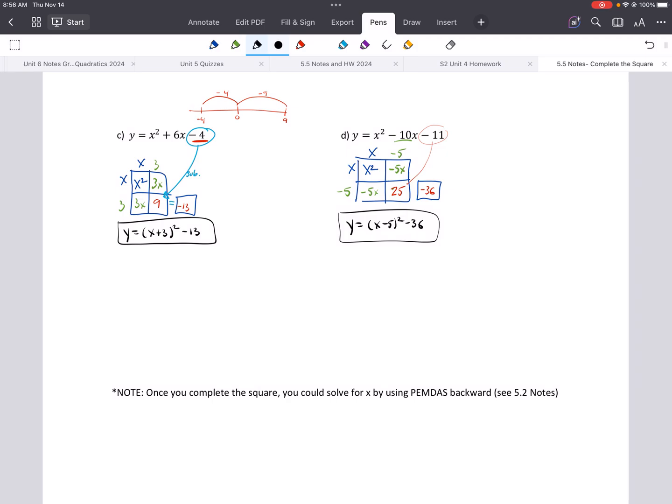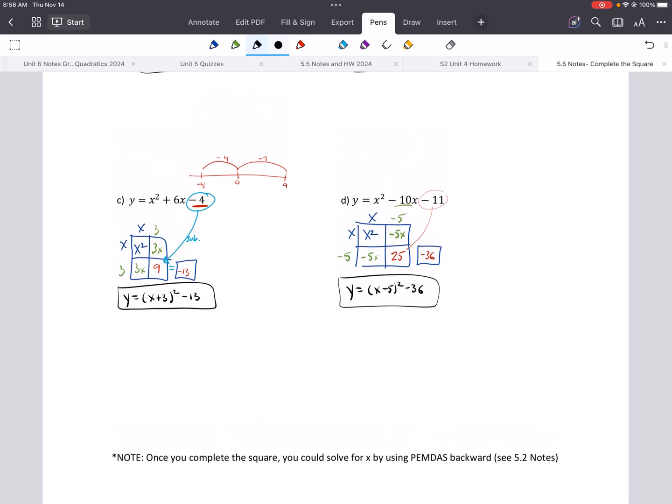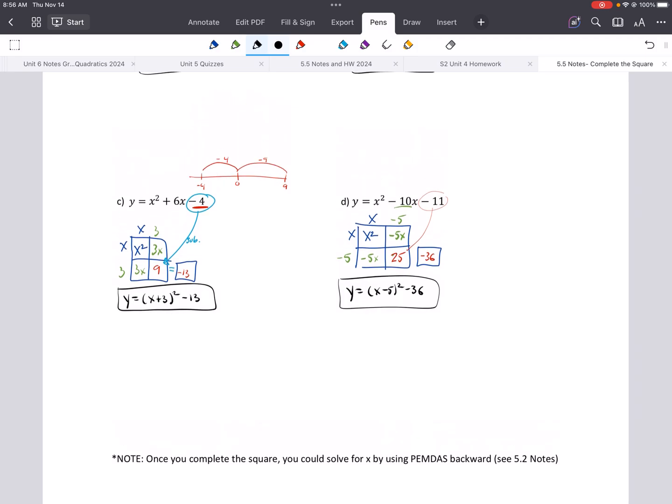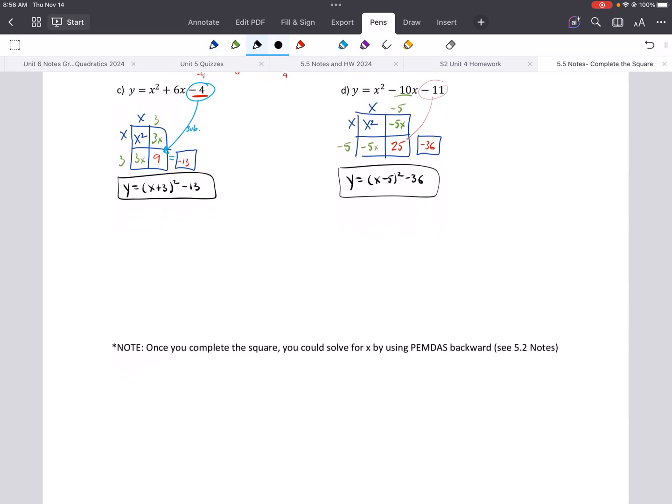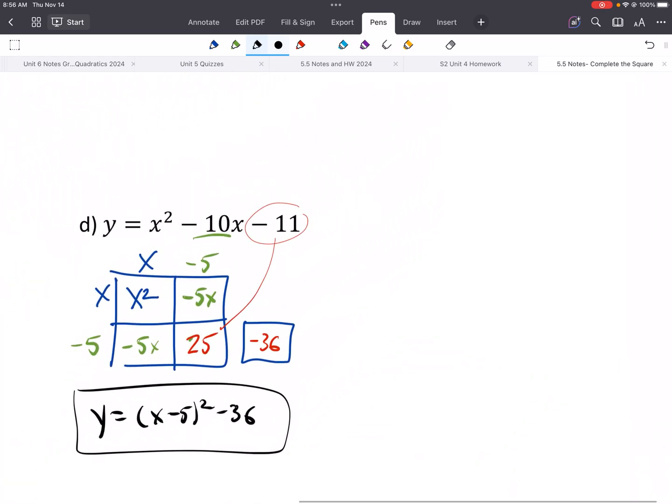Okay, so just a little note here. If you were asked to solve in standard form and it's not factorable, and maybe you don't want to use the quadratic formula, you could always try to complete the square, and then you could use PEMDAS backwards to get x by itself.